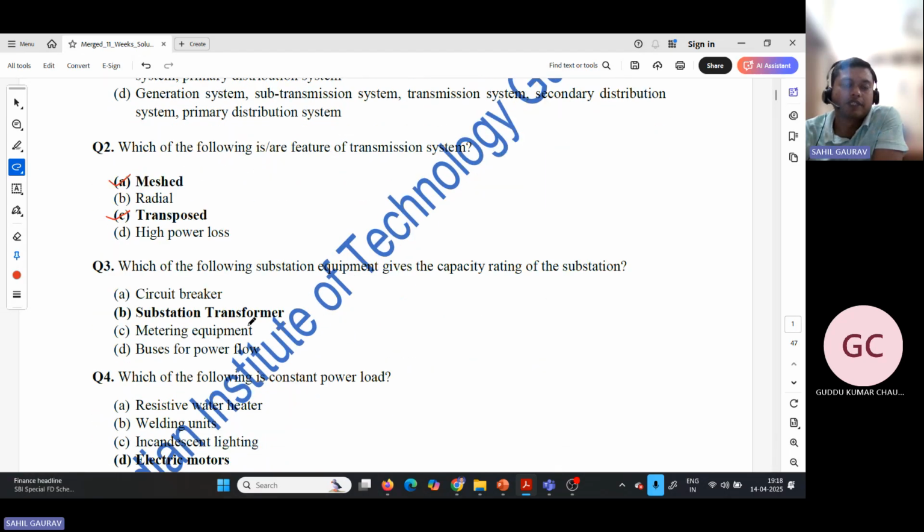Third problem, which of the following substation equipment gives the capacity rating of the substation? The transformer only provides the capacity rating of the substation. So transformer is the correct answer. Circuit breaker is not correct. Metering equipment, these are all wrong. Transformer only provides the rating of the substation.